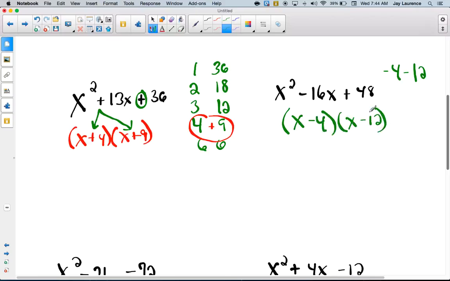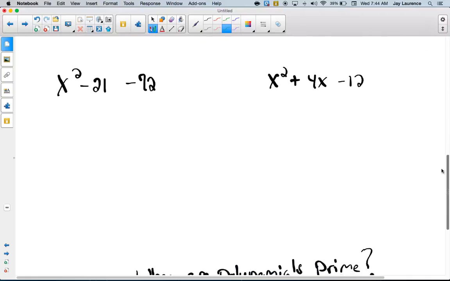Now I can double distribute to check my work. I'm going to leave that up to you. All right. Here's 2 with subtraction. I'll do the first one. You do the second one.